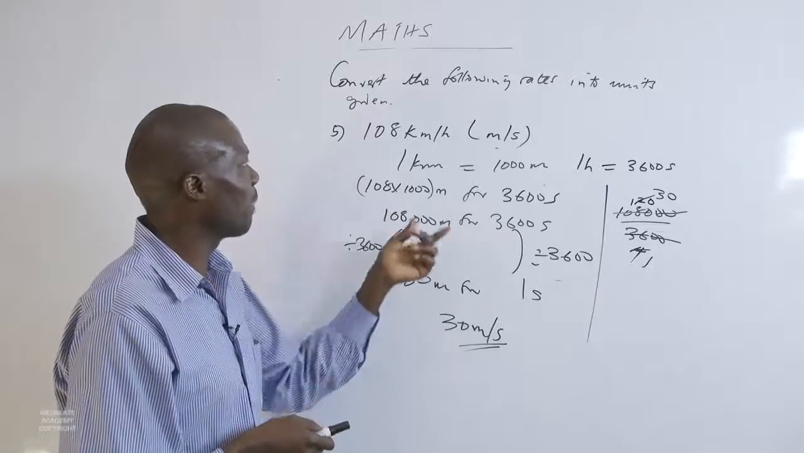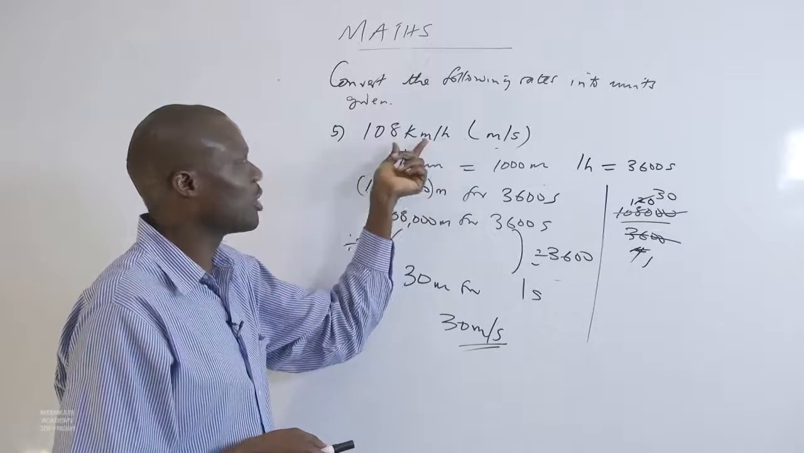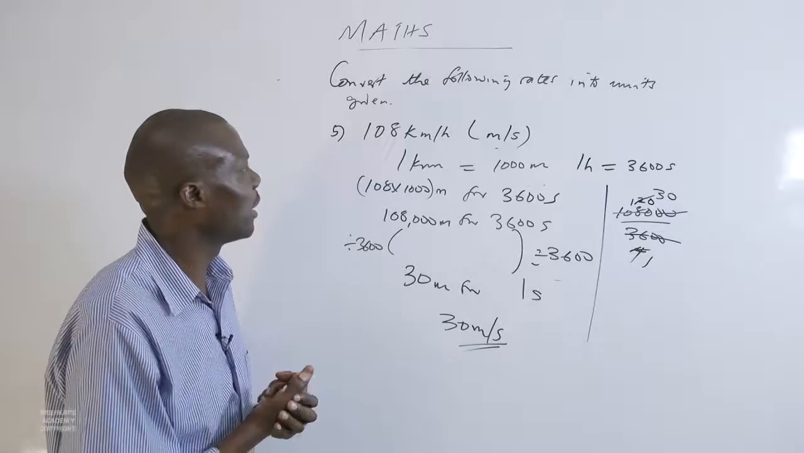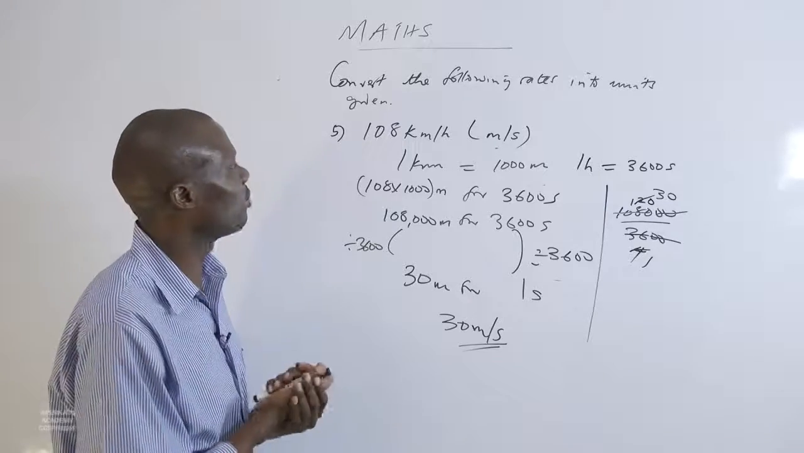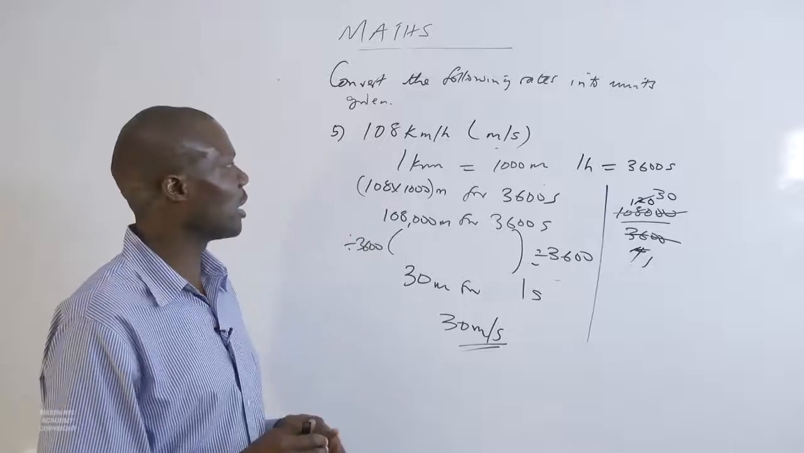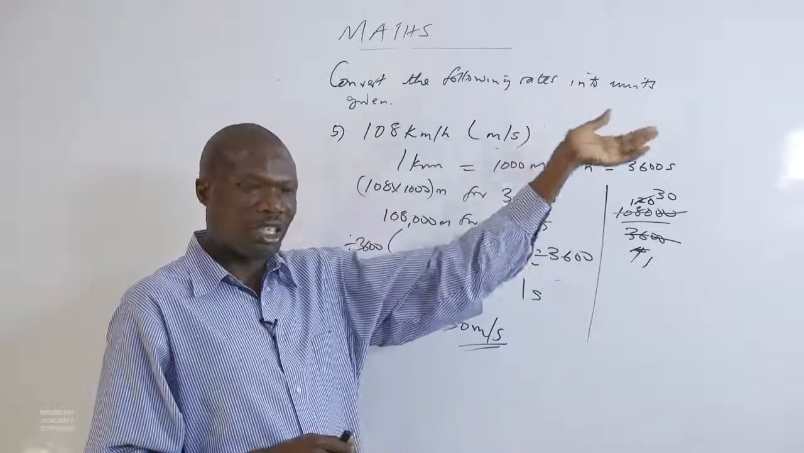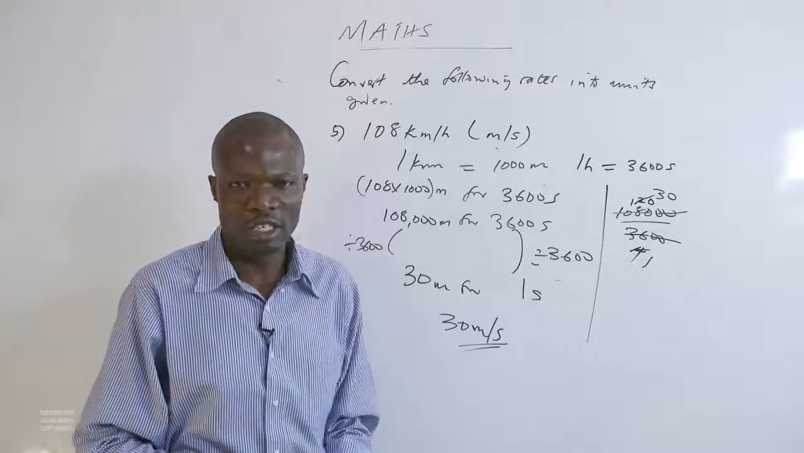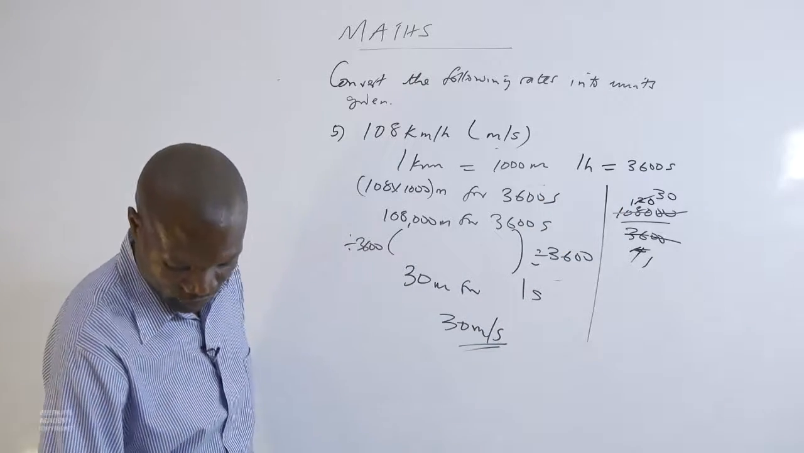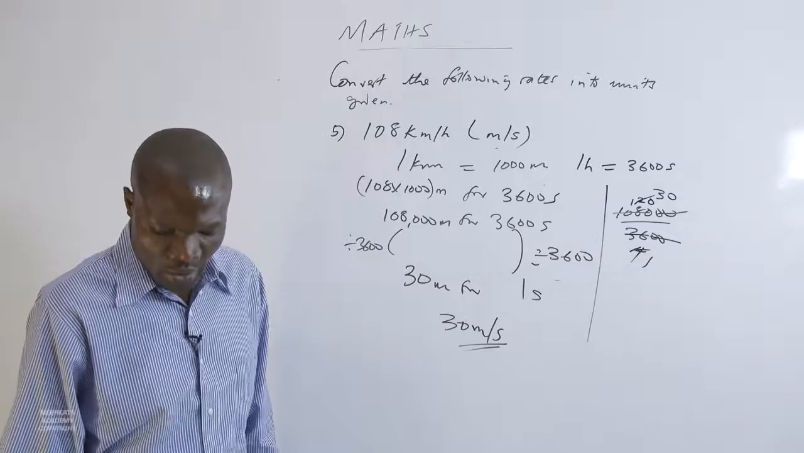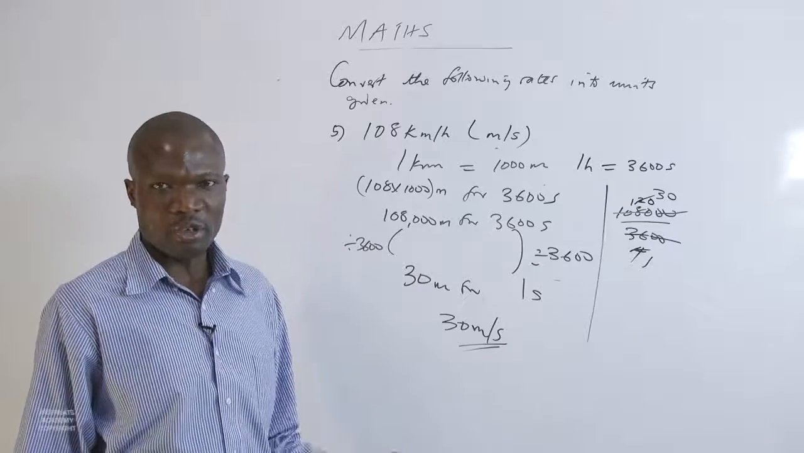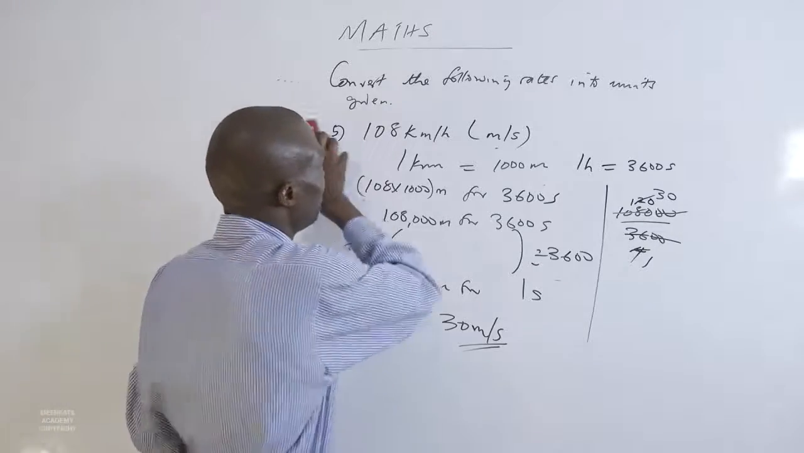Remember the secret again: knowing the conversion when we talk about kilometers and meters, and the relationship between hours and seconds. For hours, we converted first into minutes and then into seconds. That's why we have 3,600. Supposing we are to climb up, let us look at this one again.